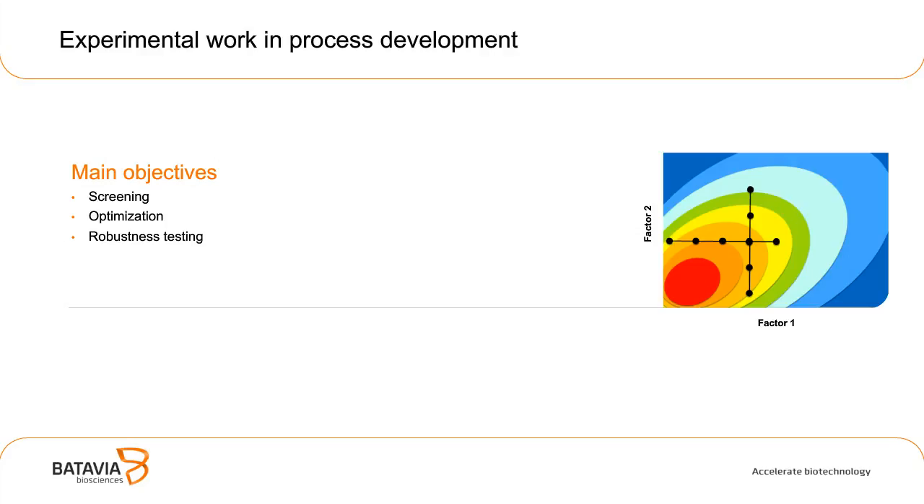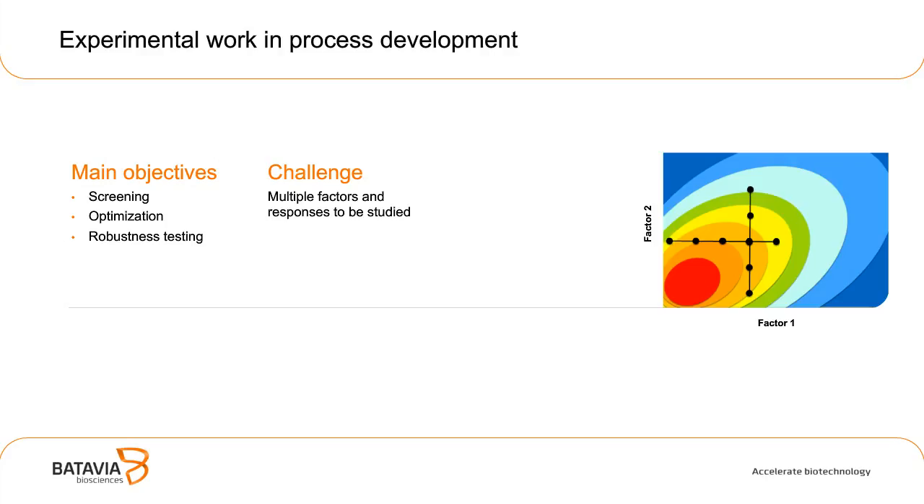If you have defined your process, then you want to control your process, but you also want to show that your process is robust. So then you want to do some experiments showing you have a robust process. Well, a challenge in process development is that with all those steps you have and all those process parameters, you have a lot of factors and responses that you can study.